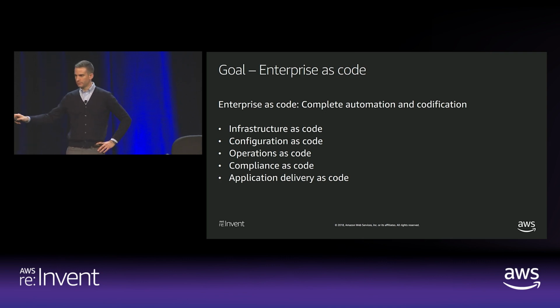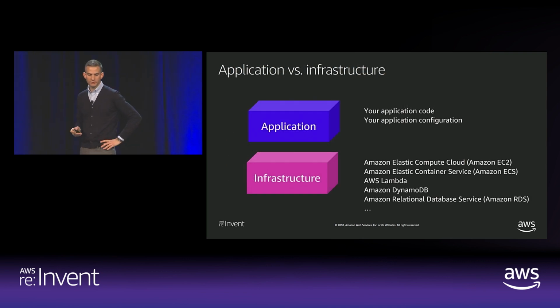Now, in order to do this, let me first define what I mean when I talk about application, infrastructure, and automation and pipelines for these. When we talk about applications, what I mean here is ultimately the business application you care about. This might be an application you wrote, or an application you consume from a third party or a vendor, but that's basically the business value, the reason why you want to run on AWS.